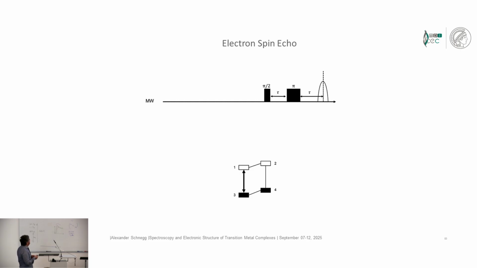Now back to our electron spin echo sequence. This would be our 4-level scheme. At low temperature we have most of our polarization in the lower energy levels, and if we apply a microwave pulse, we invert the polarization, and this leads then to an echo.